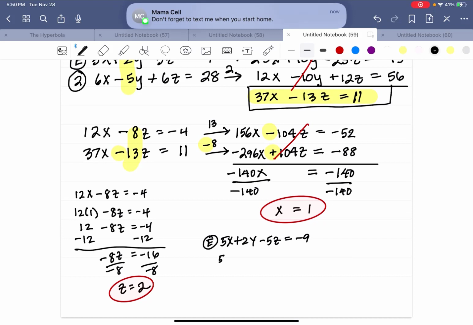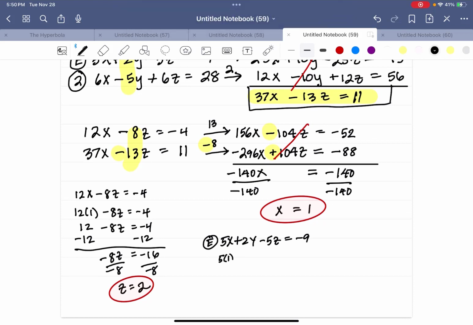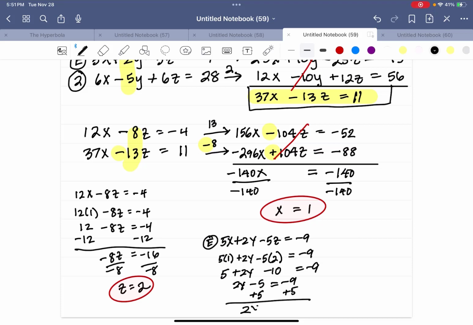And I'll do 5 times 1 plus 2 times y minus 5 times 2 equals negative 9. It's 5 plus 2y minus 10 is negative 9. It's 2y minus 5 is negative 9. Add 5 to both sides. 2y is negative 4. And if 2y is negative 4, I divide by 2, and y is negative 2. So there is my y value.